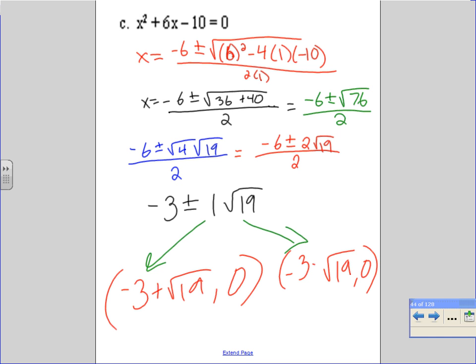None of these are really that hard. I was going to try to pick a hard one. Okay, let's do letter D together, and then I'll have you guys try one.